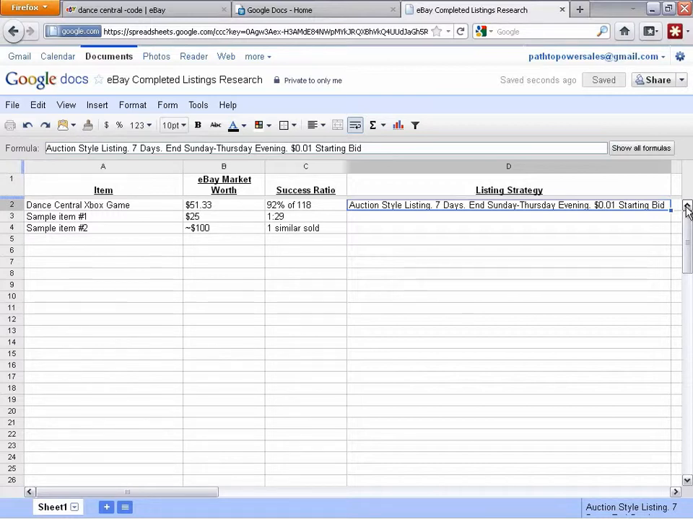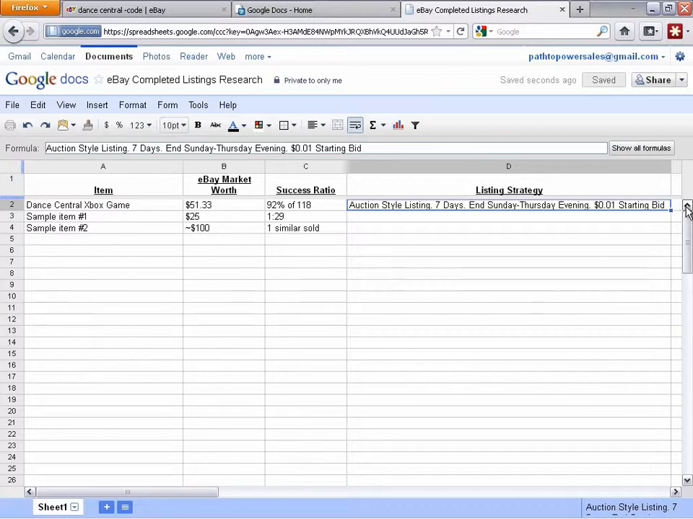The second reason that I'm going to start out my auction at a penny is because of the way that insertion fees work. The lower your starting price, the less money you pay in eBay fees. So a 1 cent starting bid is going to have the lowest insertion fee possible.